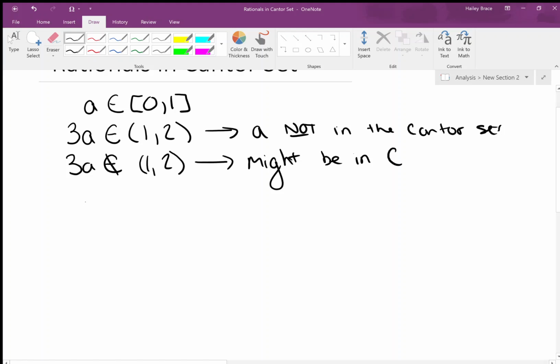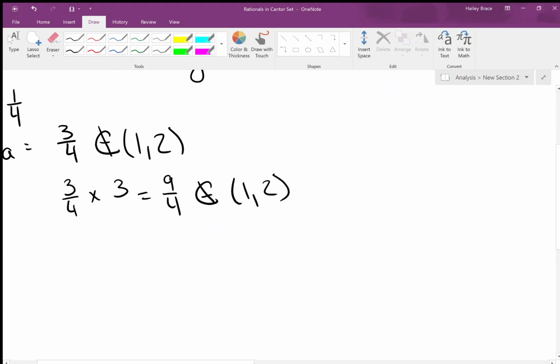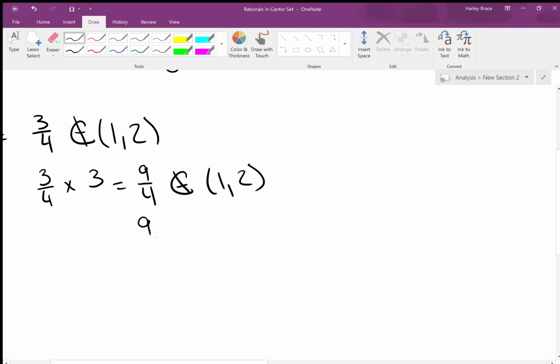So it's best to see an example here. Take the example 1/4. If we have a as 1/4, then 3a is 3/4. And that's good because it's not in the open interval (1, 2). So we're going to take 3/4 and multiply that by 3. So now we have 9/4. And 9/4 is also not in (1, 2), but it's bigger than 2. So we're going to take 9/4 and subtract 2. And then we get back to the original number 1/4.